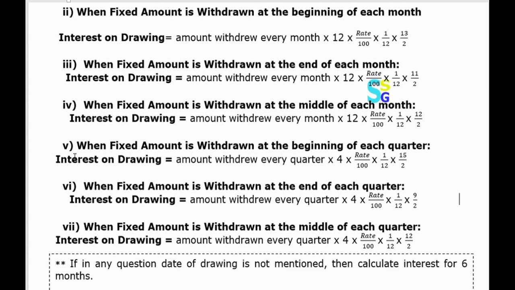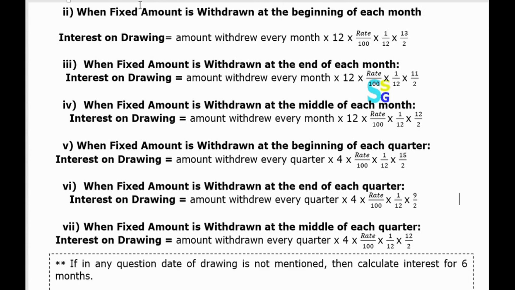What are those? If we consider this one, when a fixed amount is withdrawn at the beginning of each month, so if every month on the first day of the month the partners withdraw some money, then to calculate that interest on drawing, you have to keep one thing in mind. Always we can use that product method we have learned in the previous class. That product method can be used to calculate all types of interest on drawing.